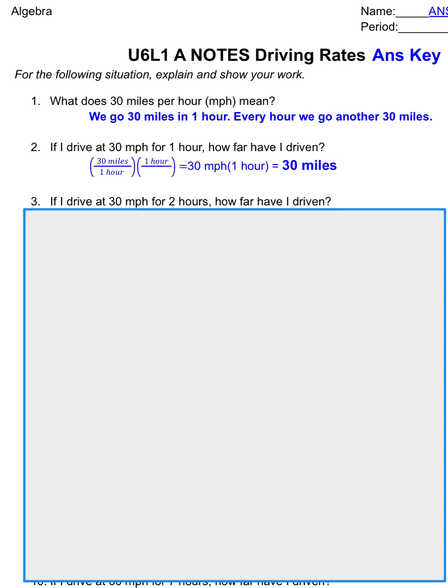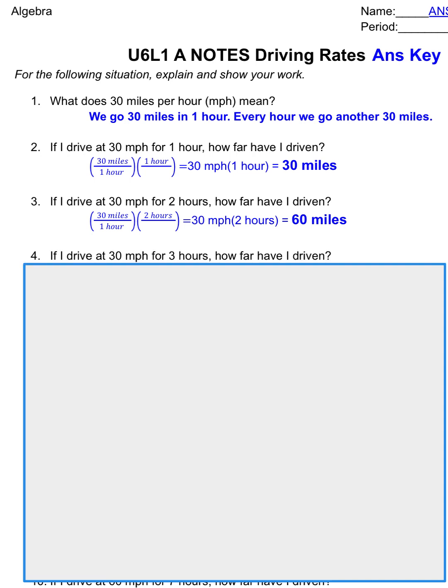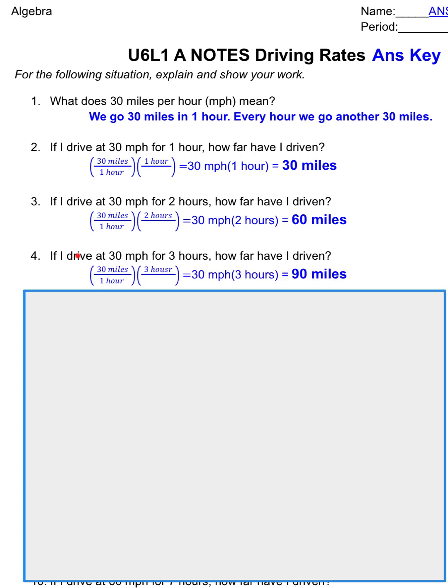So, if I drive for 2 hours at 30 miles an hour, how far have I driven? Again, every hour we drive 30 miles, so now I'm driving for 2 hours, so that would be 60 miles is how far we drive, right? 30 miles an hour for 2 hours gives me 60 miles in total. If we drive 30 miles an hour for 3 hours, then how far have I driven? Again, 30 miles an hour for 3 hours means 30 miles an hour every hour. 3 hours means I've done 90. Again, notice every hour I go another 30 miles.